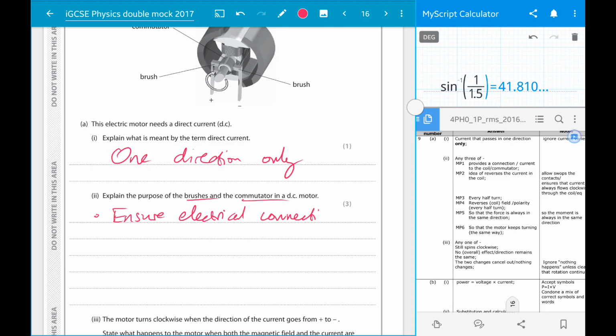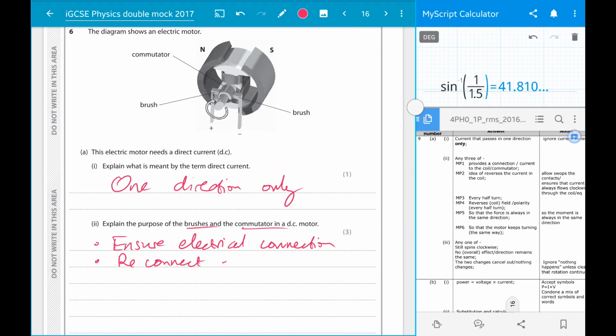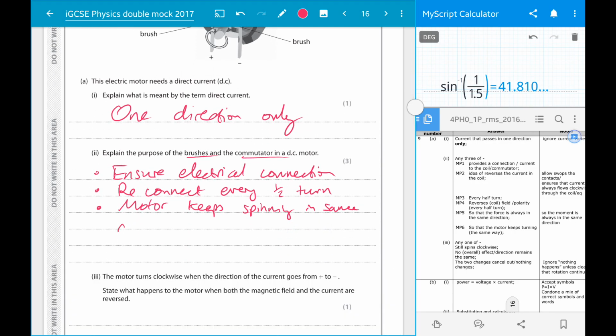And they reconnect every half turn. They make sure that the motor keeps on spinning in the same direction, by making sure that the force on one side is the same as the force on the other.